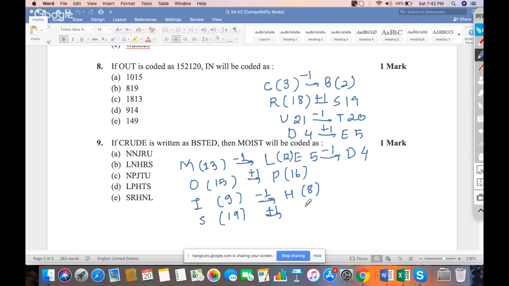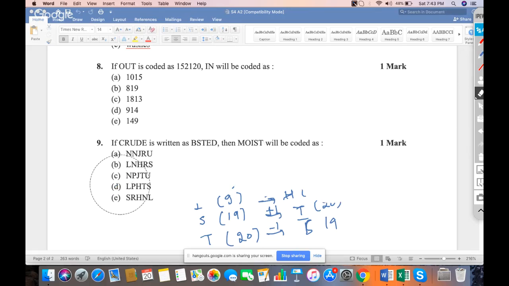So it will be plus 1. So T, 20. And T is 20. And it will be minus 1. So it comes out to be S. So LPHTS, it is option D.